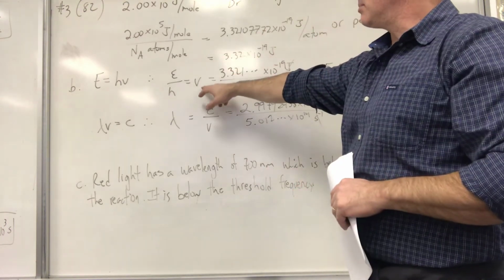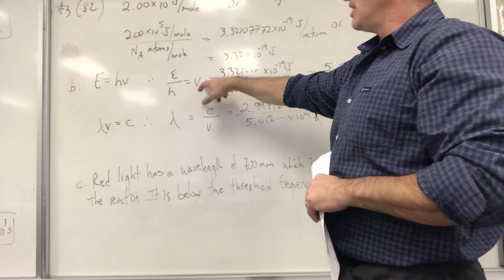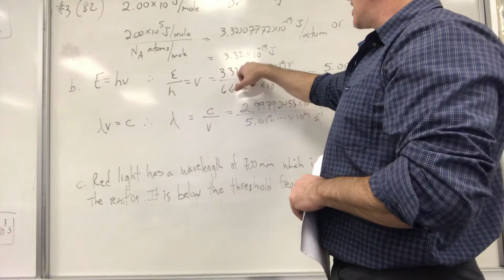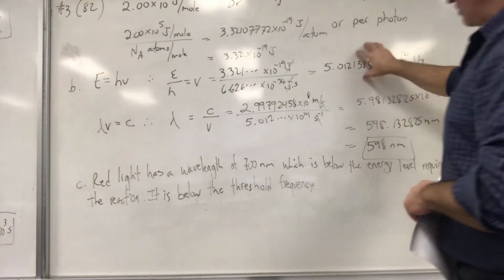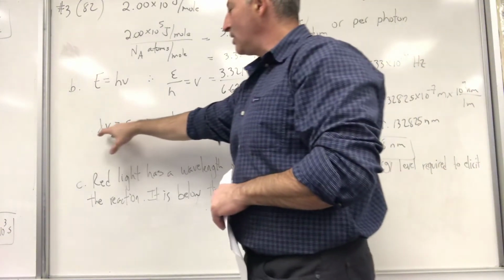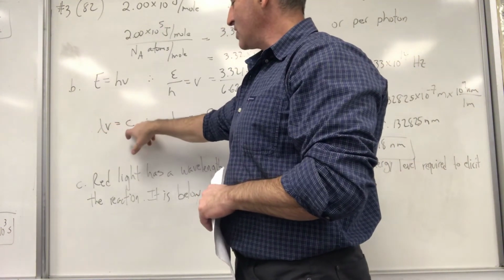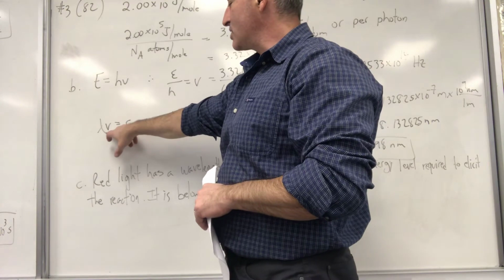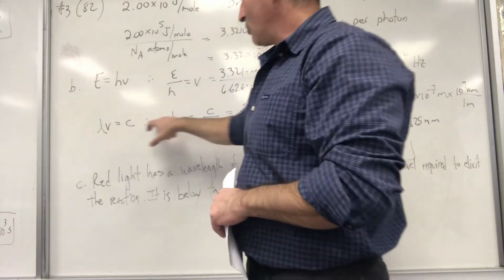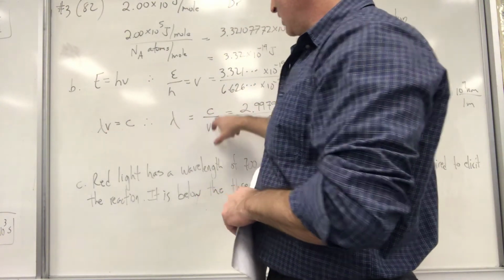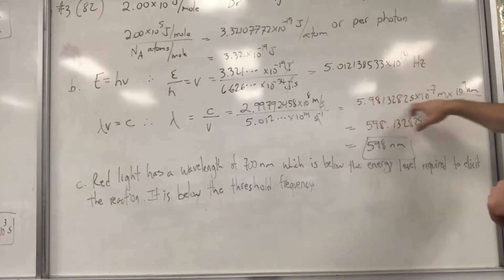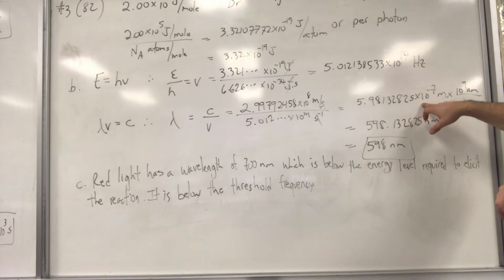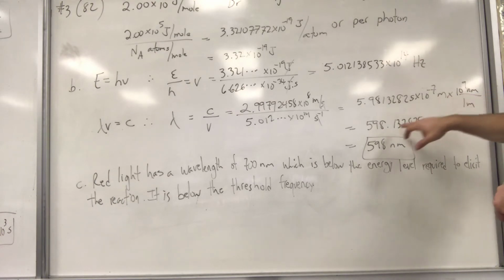We're going to plug it into the Planck equation rearranged for frequency. So here's the energy, here's Planck's constant, there's the frequency that you get as an answer. Then we take that frequency and plug it into lambda nu is equal to c, where c is the speed of light. This is the frequency of the light, and that's the wavelength of the light. We're going to solve for the wavelength: speed of light divided by frequency. Here's the speed of light, here's the frequency, and there's your wavelength. And then we converted it to nanometers.